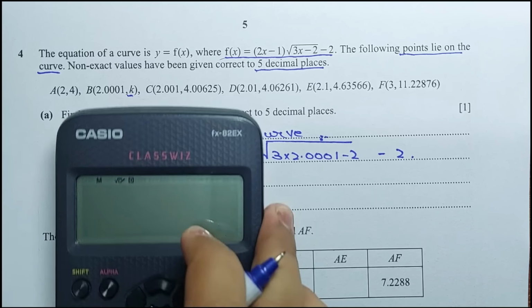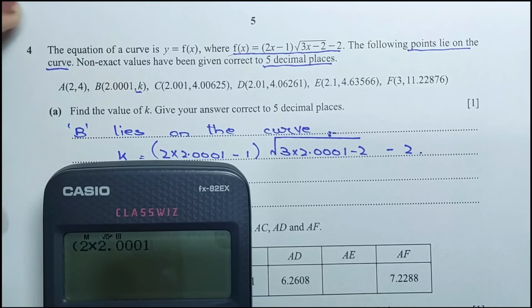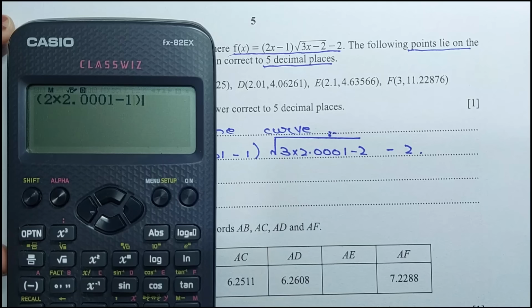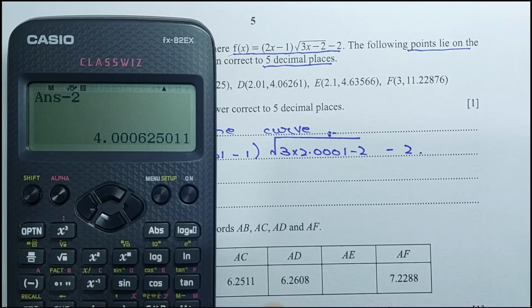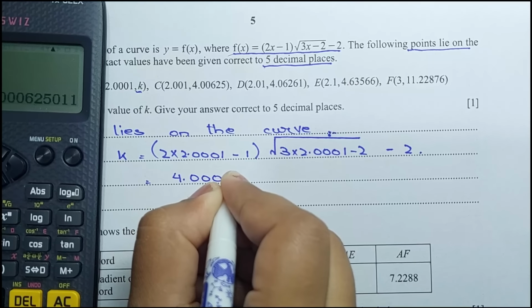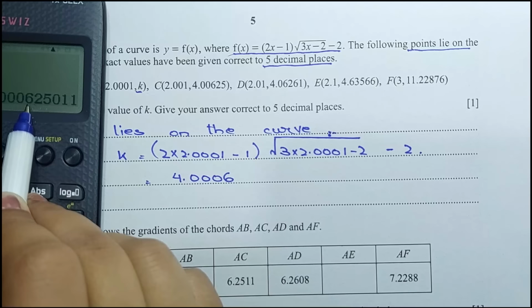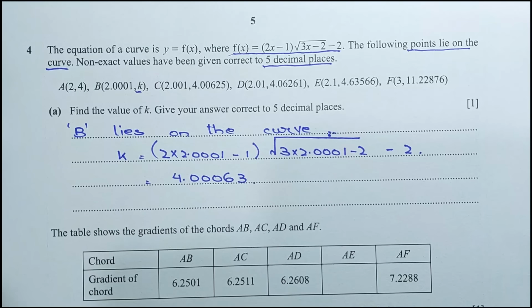Let me simplify this. 2 times (2.0001 minus 1) times the square root of 3 times (2.0001 minus 2), then subtract 2. We need the answer up to 5 decimal places, solving for k. It comes to 4.0006, then the fifth decimal place is rounded. We have to find the k value up to 5 decimal places.